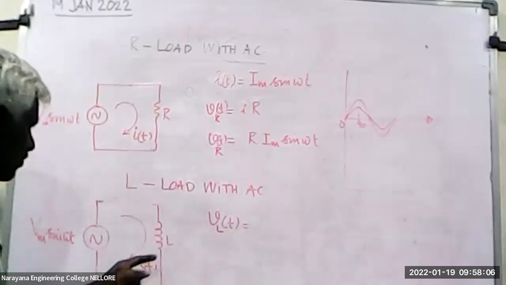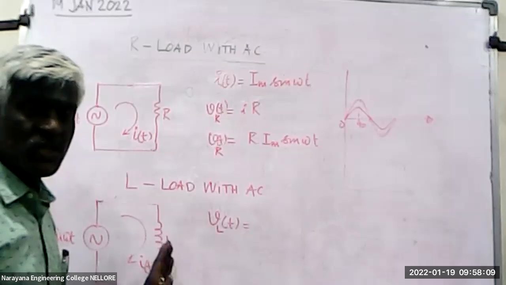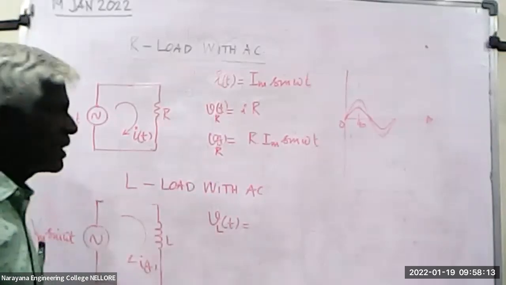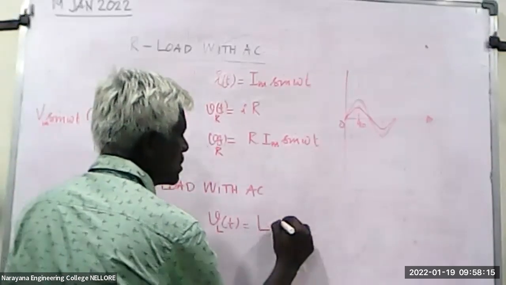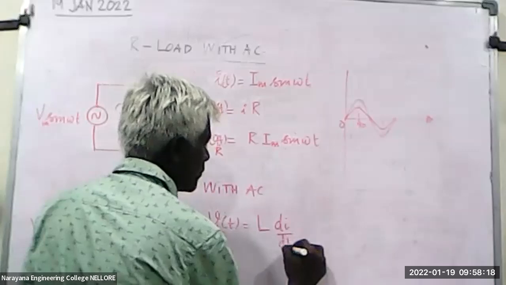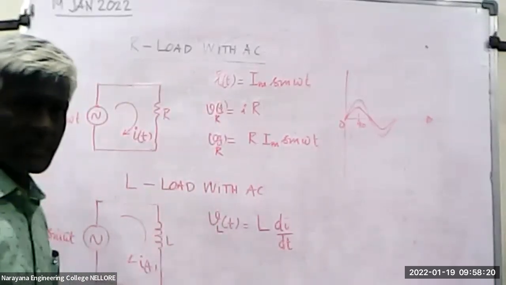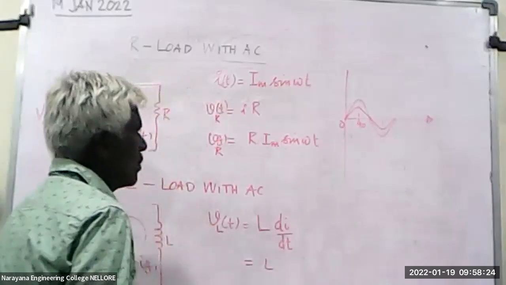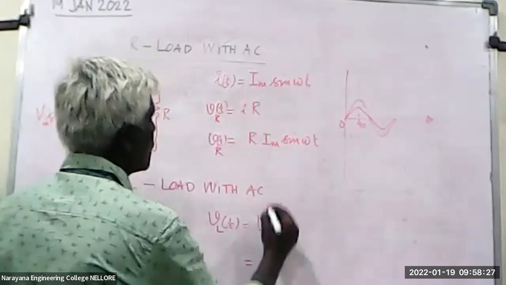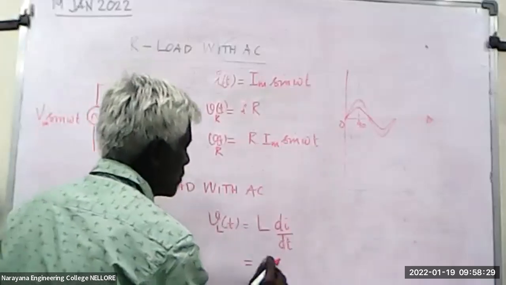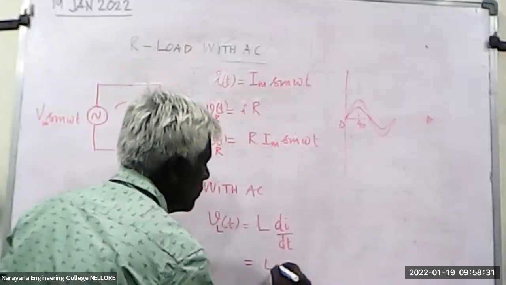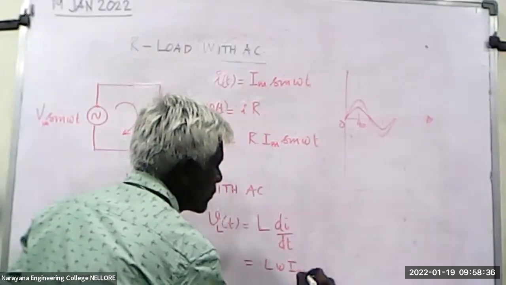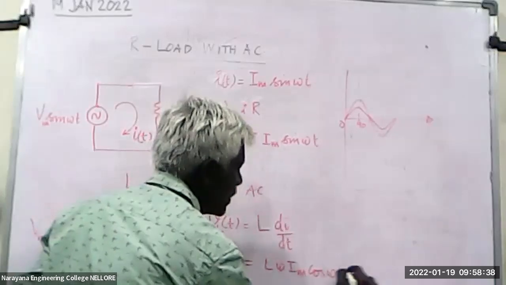What is the expression of the inductive voltage drop? The voltage which is dropped across the inductor, you would have come across, is L di/dt. Correct? L di/dt. Now, the derivative of i is cos omega t, right? So it is L omega Im cos omega t.